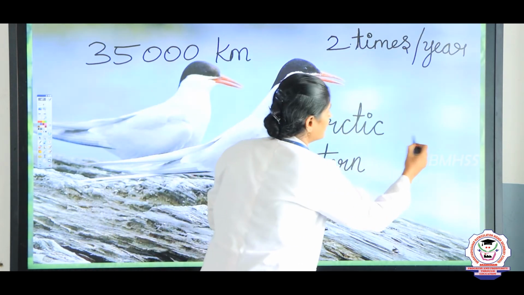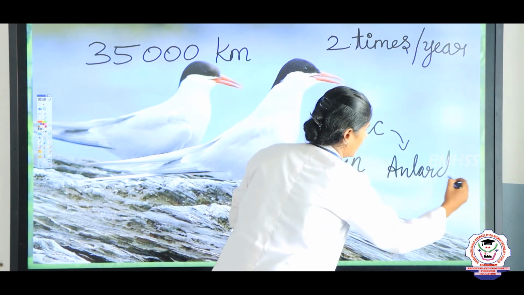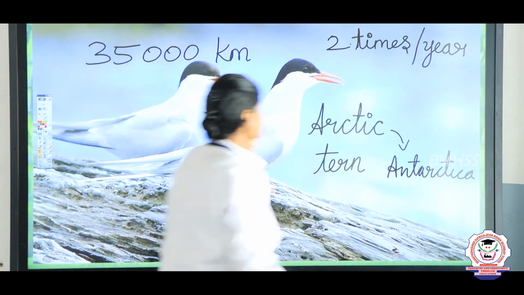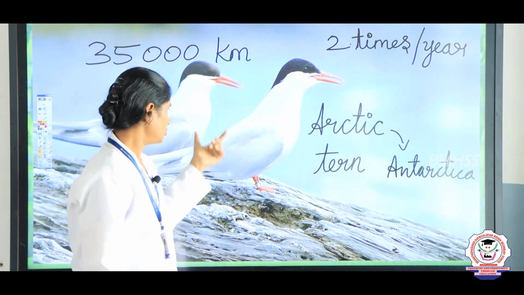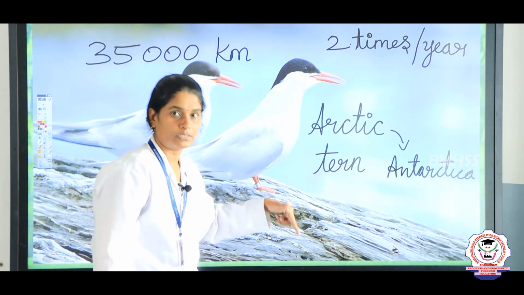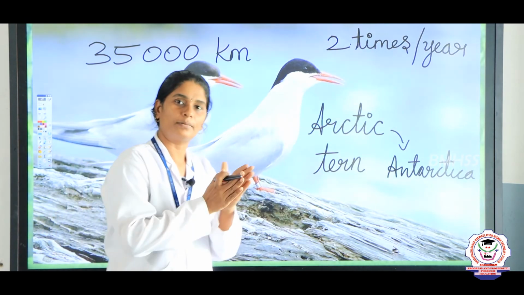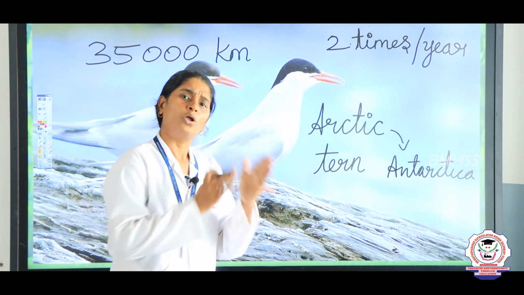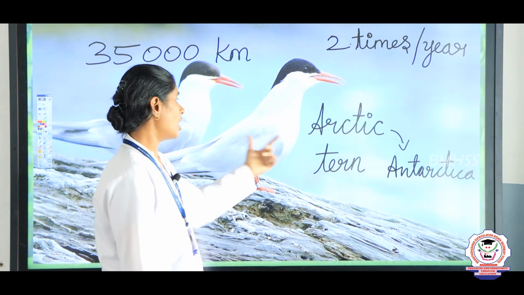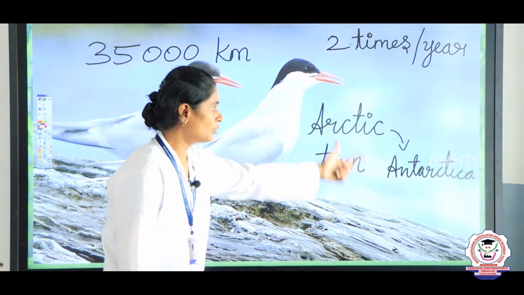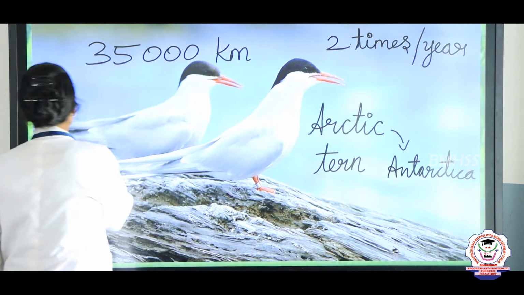So from the Arctic it travels to Antarctica, and it covers nearly 35,000 kilometer distance. So this small bird travels that much distance. Among all birds, the one that travels the longest distance is this Arctic tern, right. So the Arctic tern travels from Arctic to Antarctica and covers 35,000 kilometer twice a year, right. So this is about the Arctic tern.